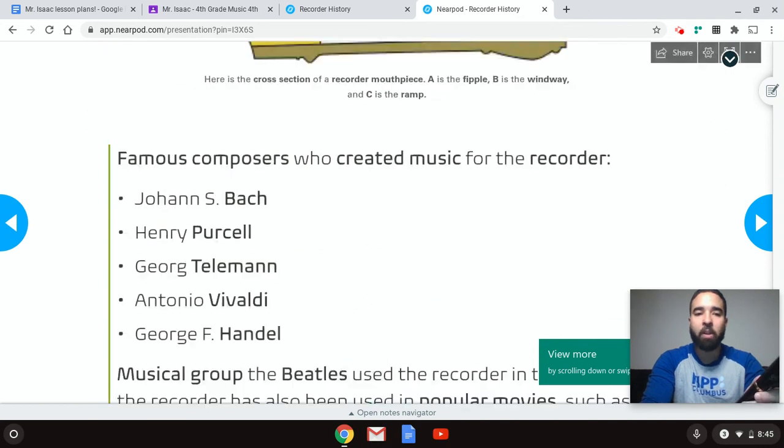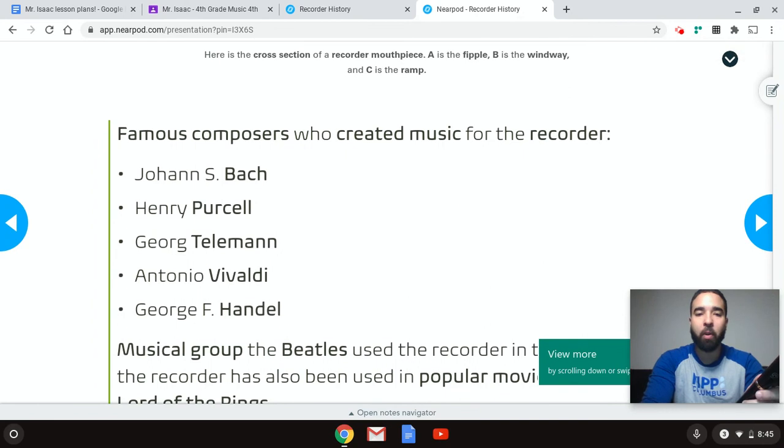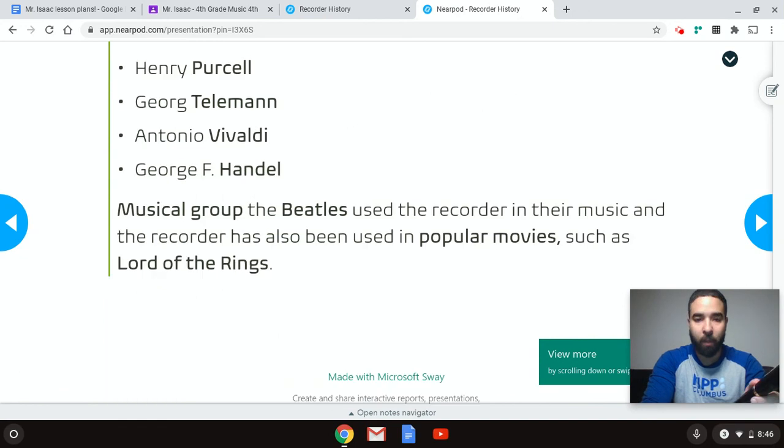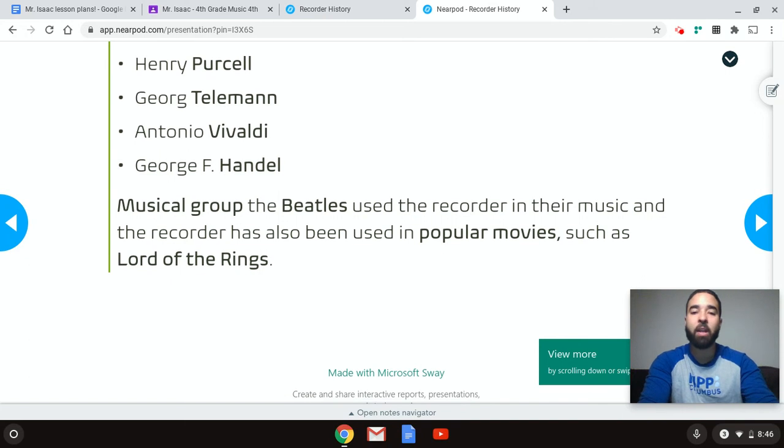All right. All these famous musicians right here created music for the recorder: Johann Sebastian Bach, Henry Purcell, George Telemann, Antonio Vivaldi, and George F. Handel. Musical groups like the Beatles, which you may have heard of, also used the recorder in their music, and the recorder has also been used in popular movies such as Lord of the Rings. Obviously it's a newer movie, but it was set in an older age. So it's a very popular sound in these older age movies, as we can see from this slide.